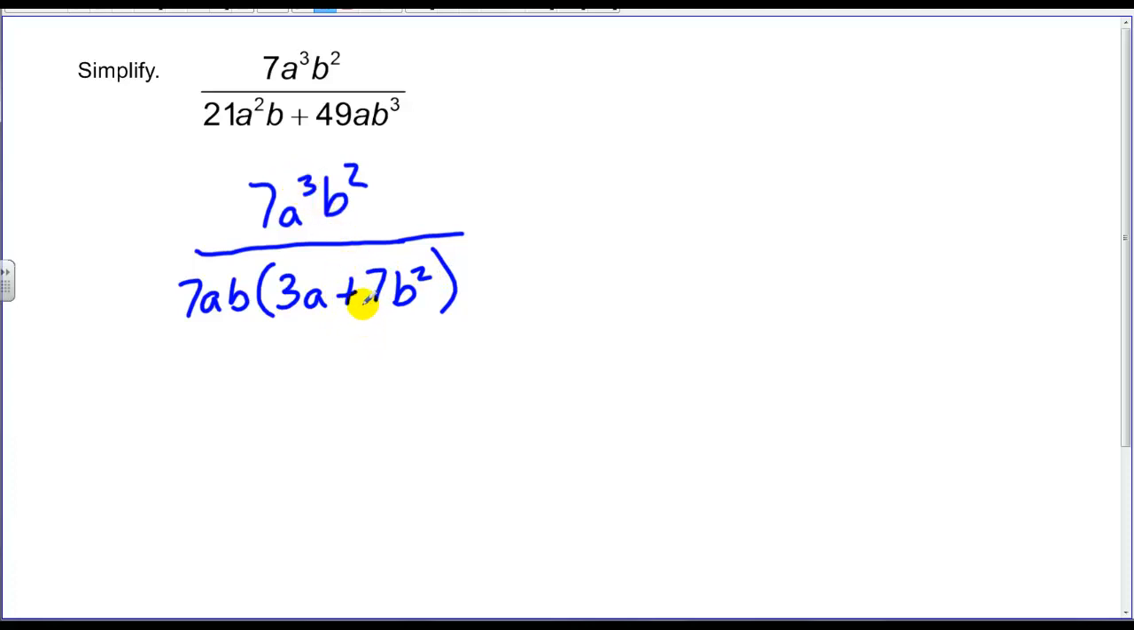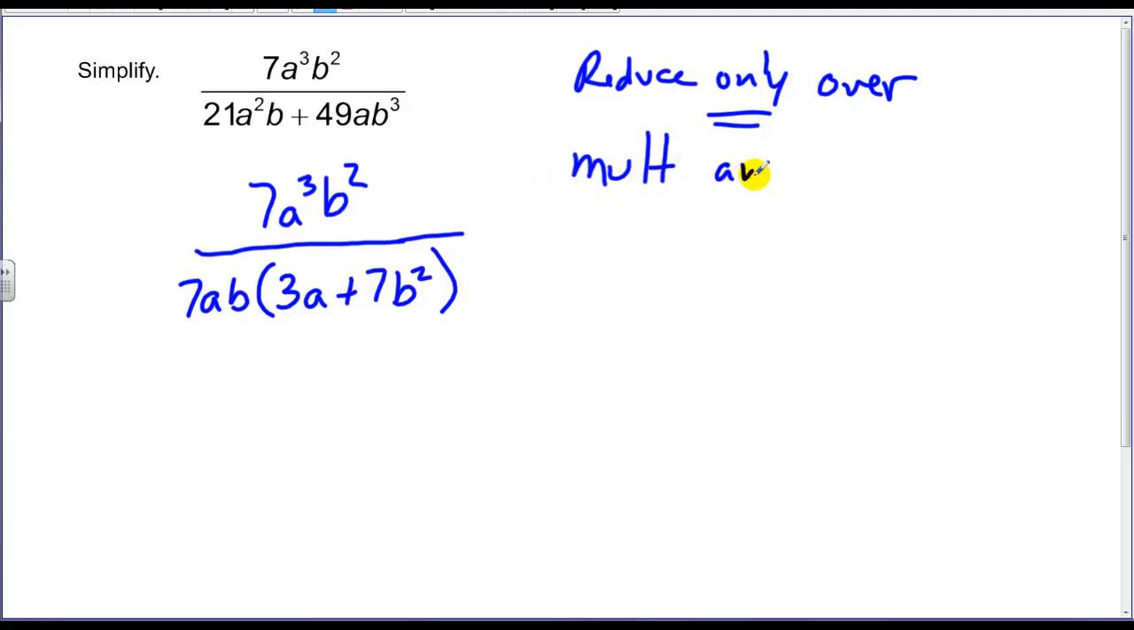They all have to be reductions over multiplication and division. In fact, let's write that. Reduce only over multiplication and division. Never addition and subtraction. So in this case, I see a 7 over a 7. That reduces.